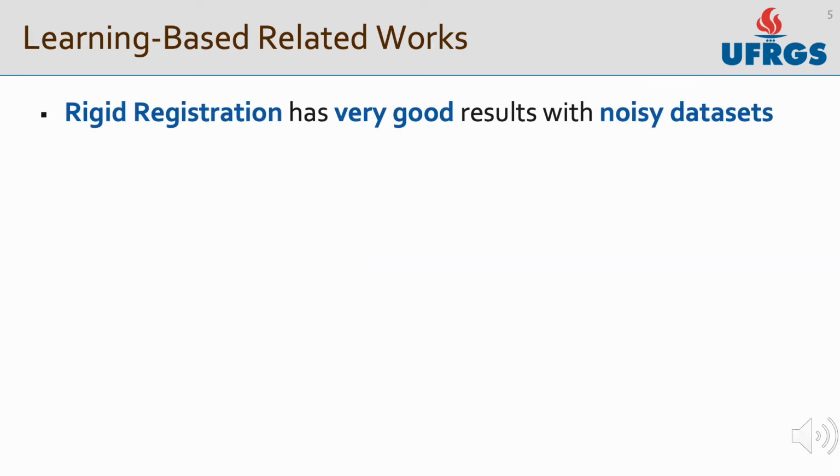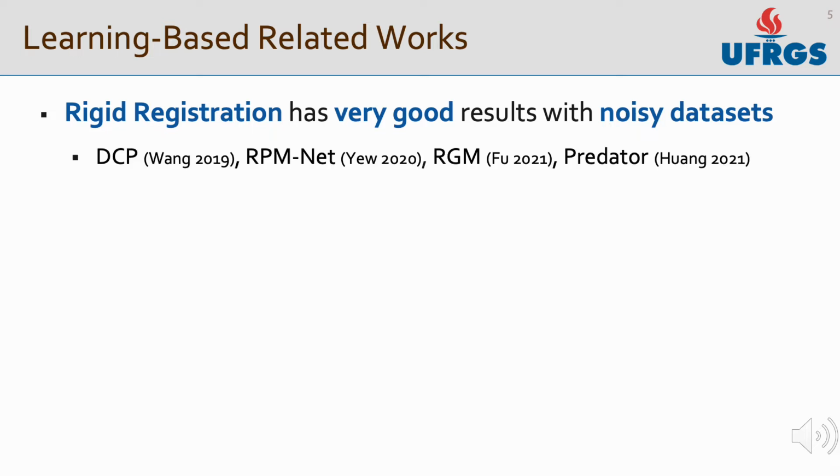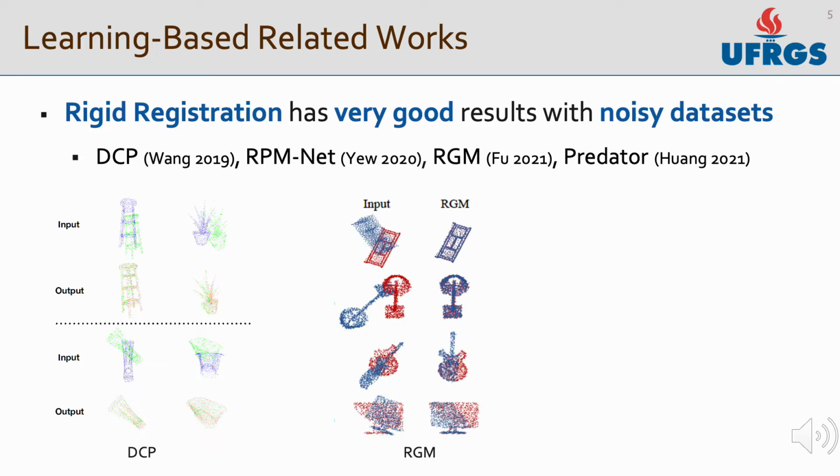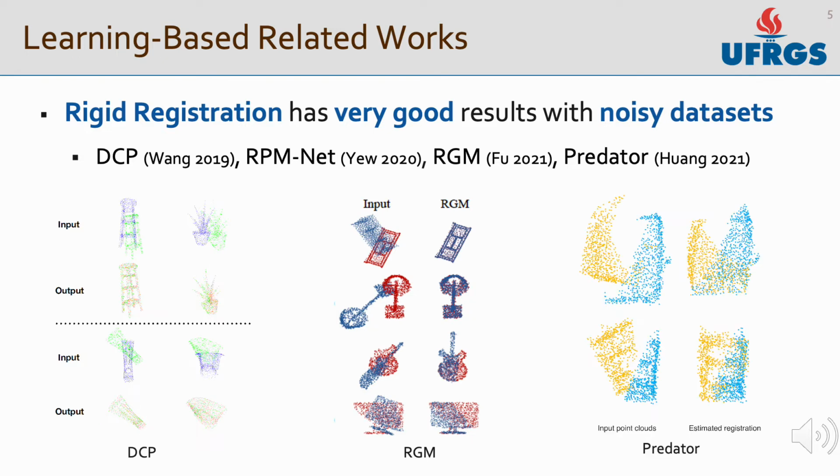With the evolution of neural networks, the state of the art in point cloud registration has been mostly achieved with deep learning. However, these works have focused more on rigid registration. They can target scenarios with noise and partial clouds. From them, we highlight DCP, which was the first to use an attention module on registration, RGM, which solely concentrates on estimating the correspondences between clouds, and Predator, which outputs deep features and relies on RANSAC.